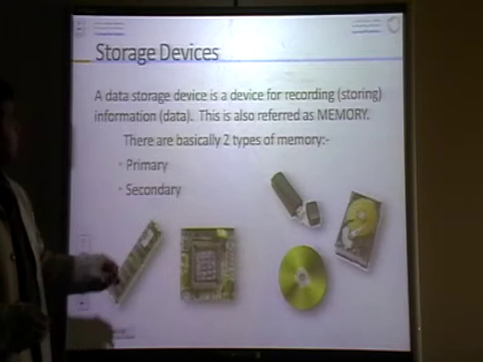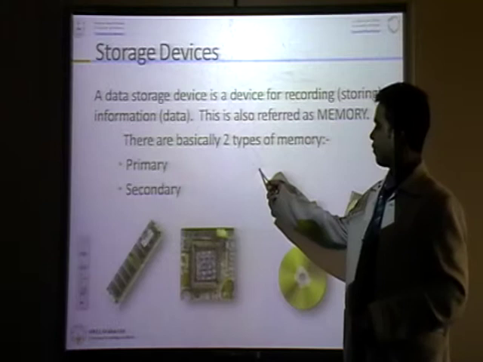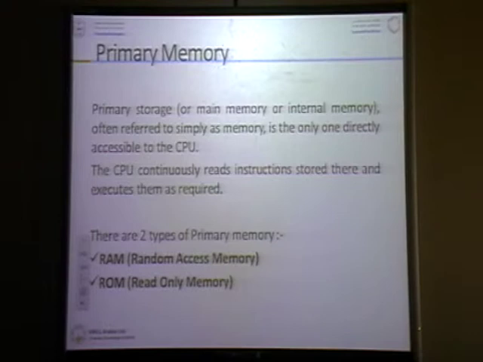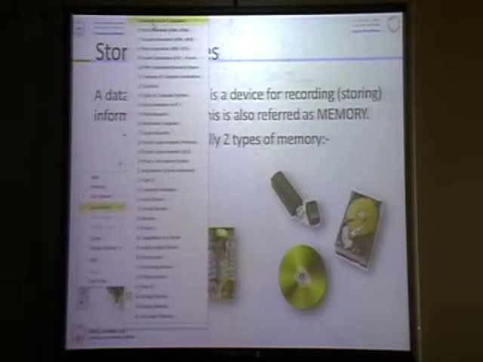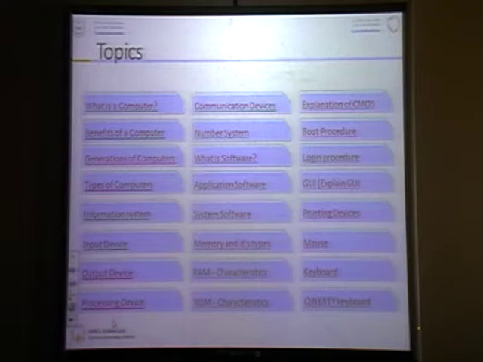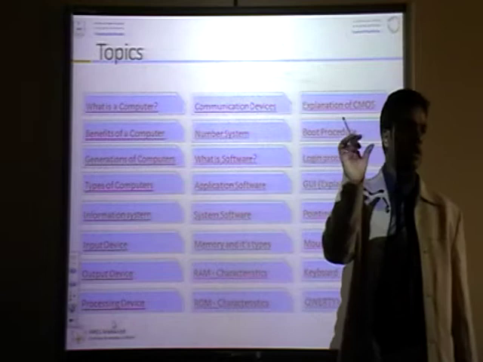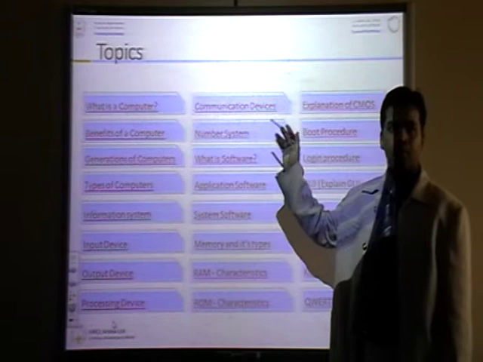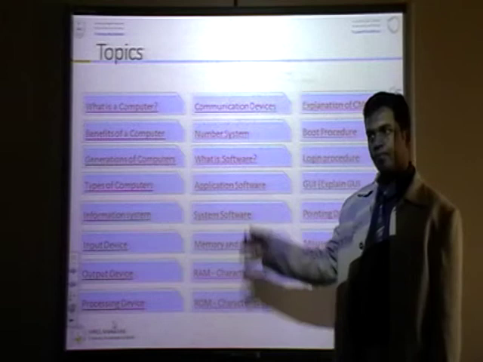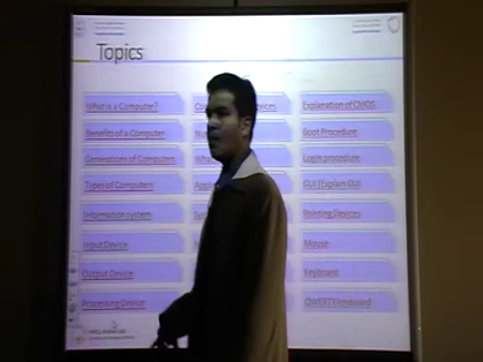Storage device, processing device. I told you that today we will study up to here. We have finished the topic up to the processing device today. That's all. In the next class, I will explain storage, flash memory, CD drive and others, as well as communication devices, modem, etc. Then the number system, and after that, explanation of CMOS, boot and all, how to log in to the computer. So all about the computer will be finished. This is the topic for today.